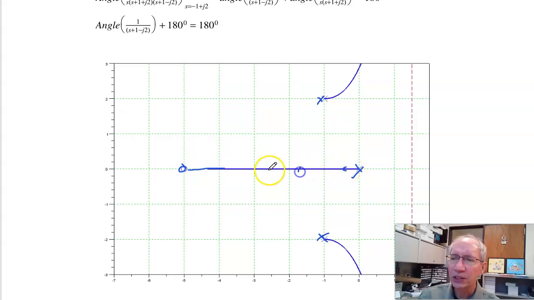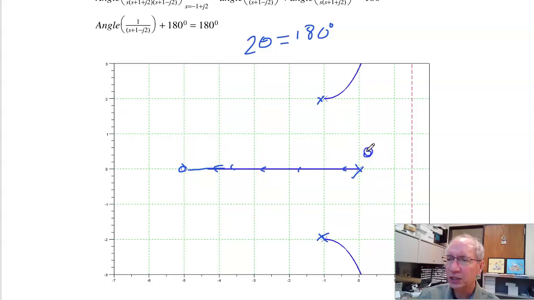The pole goes to 0. There are 3 poles, 1 zero gives you 2 extra poles. That gives you 2 asymptotes. So 2 times theta is 180. Solve for theta, I get plus minus 90 degrees. So here's the asymptote. And the center of mass is the asymptote intersect.